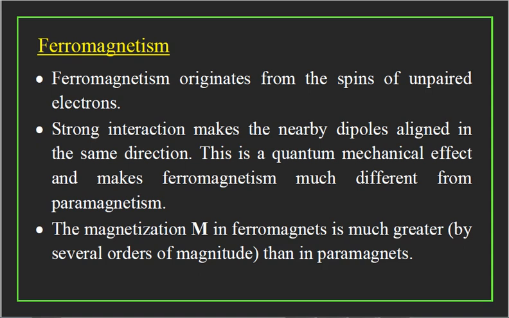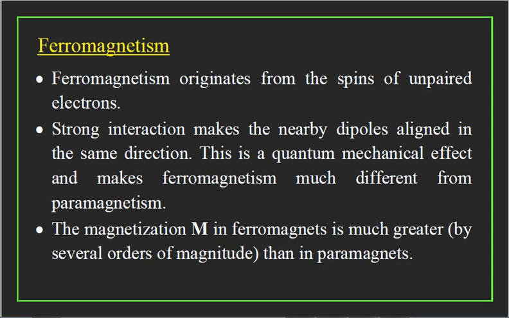But in the case of ferromagnetic materials, even in the absence of any magnetic field, the individual dipoles are strongly interacting. This interaction is a quantum mechanical effect, and it makes ferromagnetism much different from paramagnetism. This strong interaction between the individual spins makes the nearby dipoles aligned in the same direction. So they get aligned in the same direction in a region, and that region is called a domain. So in ferromagnetic materials, there will be different domains. Each domain will have dipoles aligned in a particular direction.